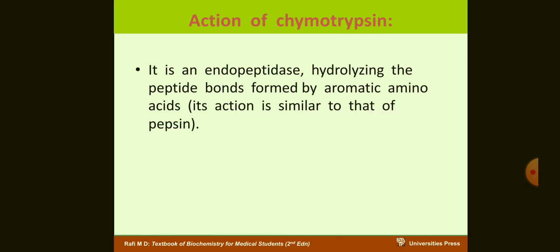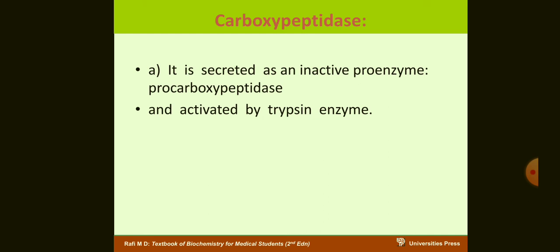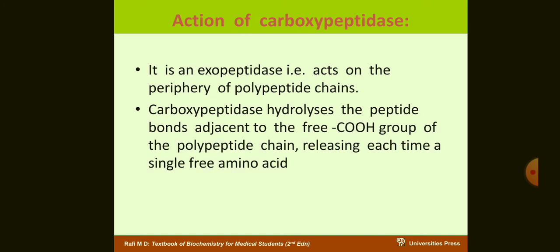Carboxypeptidase is an exopeptidase enzyme. It is secreted as an inactive proenzyme or zymogen, namely procarboxypeptidase, and is activated by trypsin, as we already told. It is an exopeptidase, acting on the periphery of the polypeptide chain. Carboxypeptidase hydrolyzes the peptide bonds adjacent to the free carboxyl group of the polypeptide chain, releasing each time a single free amino acid.